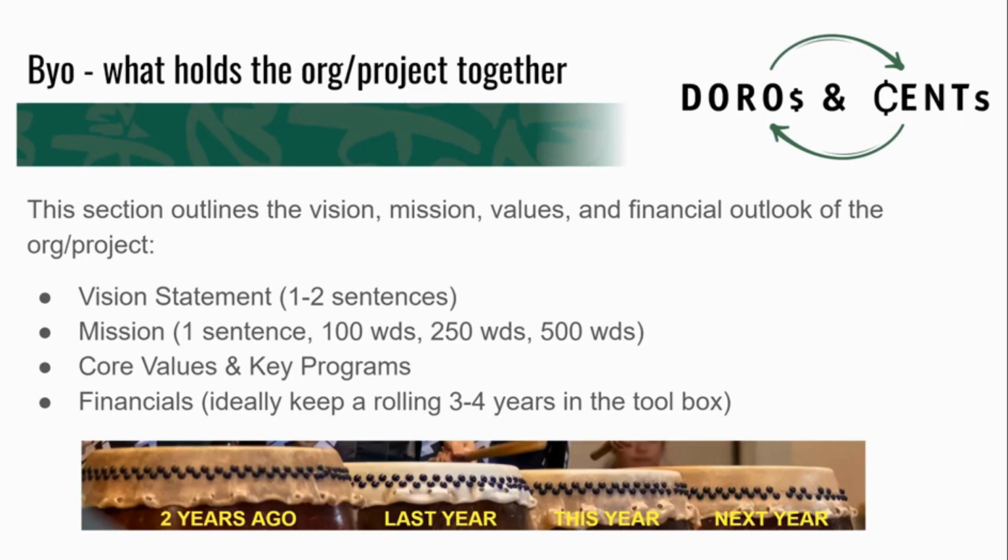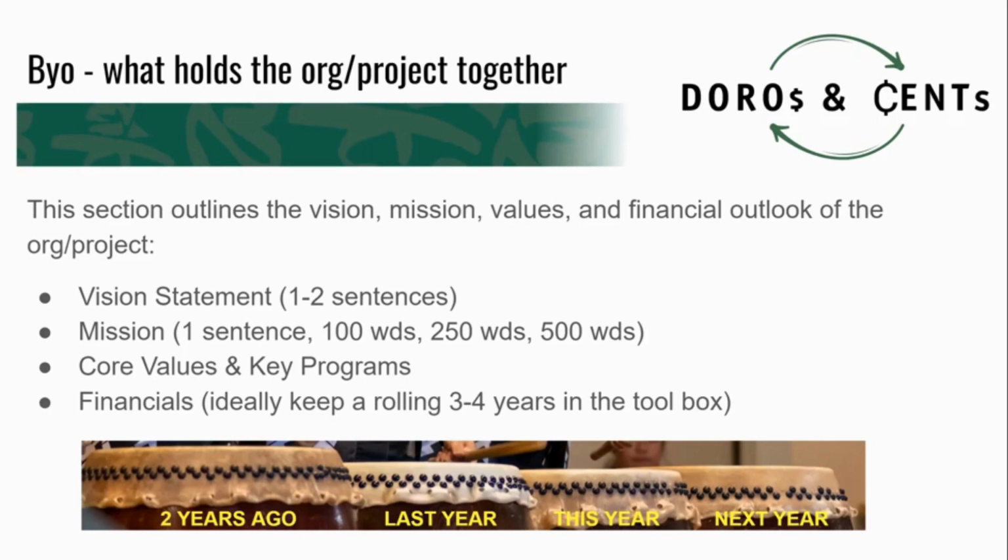So as an example, the vision statement is usually a 1 to 2 sentence statement about the vision of your concert or the project or your group itself. And then your mission, I actually recommend you have 4 different versions of your mission statement in your toolbox, because this is the one that varies the most from grant to grant.